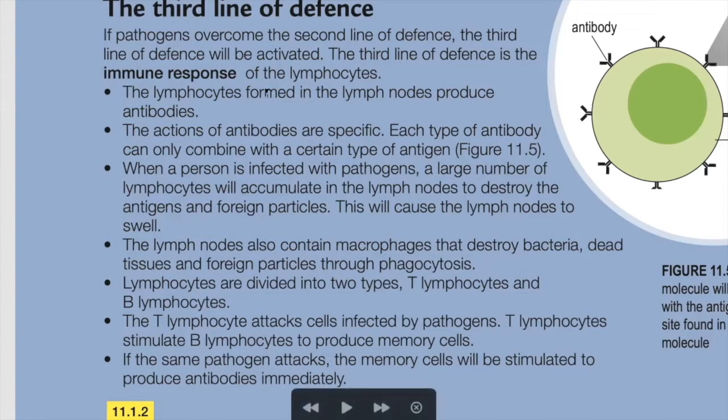Okay, so kita nak cerita sikit pasal lymphocyte ni. Okay, so pertama sekali, lymphocyte is formed in a lymph node, produce antibody. So lymphocyte ni dia dihasilkan dekat lymph node. Okay, dan fungsi dia adalah untuk menghasilkan antibody. Mesti apa cikgu? Lymph node tu benda pula. Okay, lymph node tu ada. Sekejap, cikgu tunjuk sekejap.